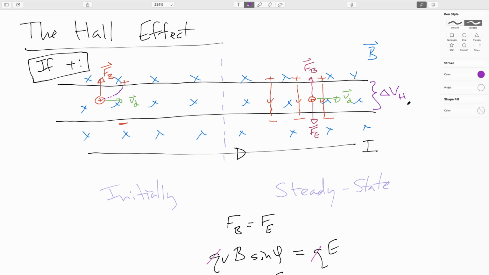Yeah, it'll be positive because remember, voltmeters always read red minus black. And this is a higher voltage here, and this is a lower voltage here because electric field lines always run from high to low.